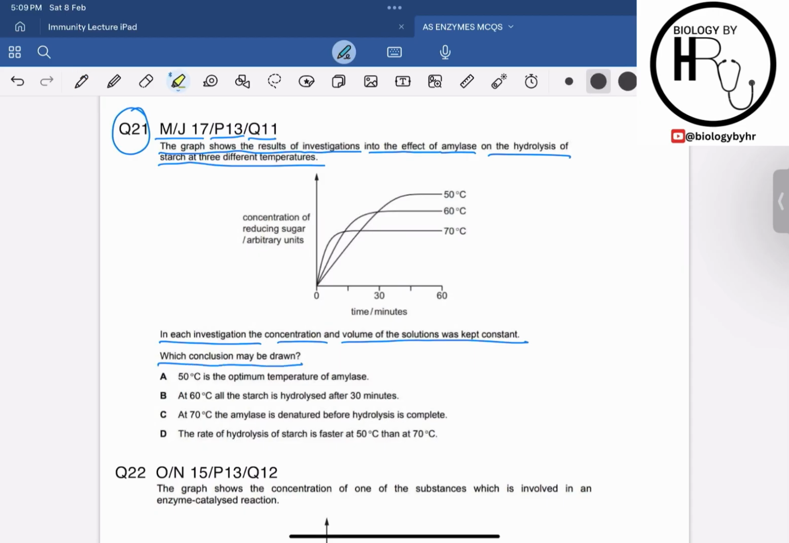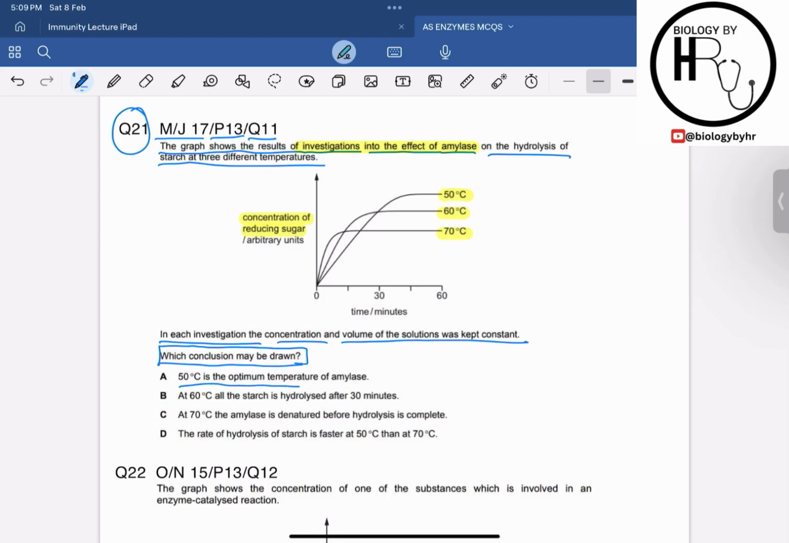Alright, so they are basically investigating the effect of the enzyme amylase on the hydrolysis of starch at 3 different temperatures, 50, 60 and 70. We know that amylase hydrolyzes the starch and the product of the hydrolysis is basically the reducing sugars, right? So the more reducing sugars are present, it means the hydrolysis is taking place faster. Now let's look at the options one by one and the graph, and conclude what conclusion may be drawn, right?